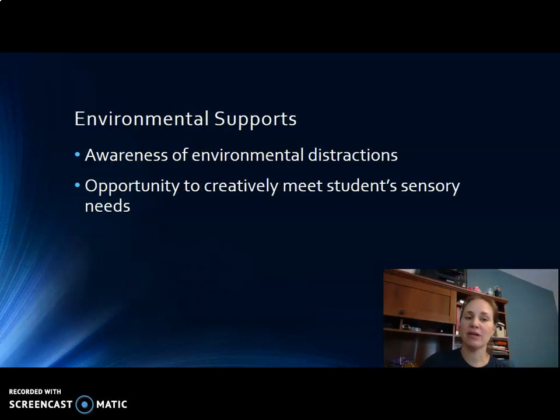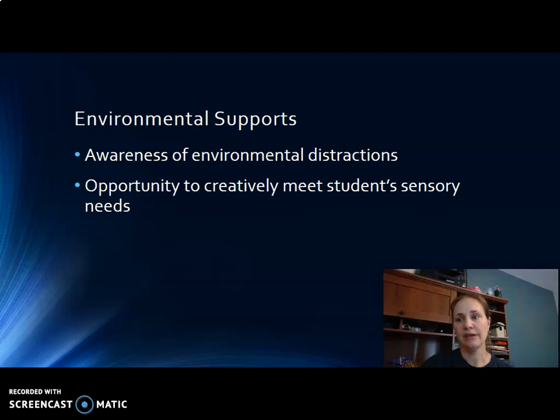Environmental supports can be really helpful. Be aware of the environment, the noises, the distractions, all the different sensory inputs: smell, sound, visual. Try to create a classroom environment that really supports focus and attention and is not distracting, to the extent that's possible. That includes all the different senses, lighting, all that sort of thing.